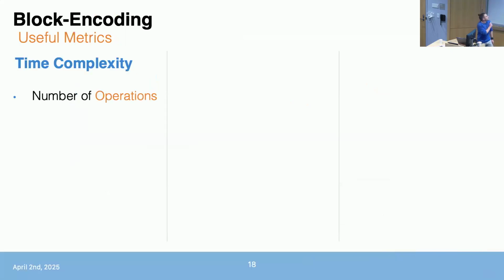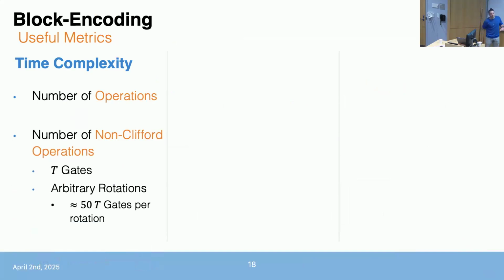Cool. Okay, so now to just go over some useful metrics, talk about how we compare different implementations of block encodings. First is just going to be time complexity. So that's the number of operations. I would say this is the one that I personally care about the most, right? Time to solution.